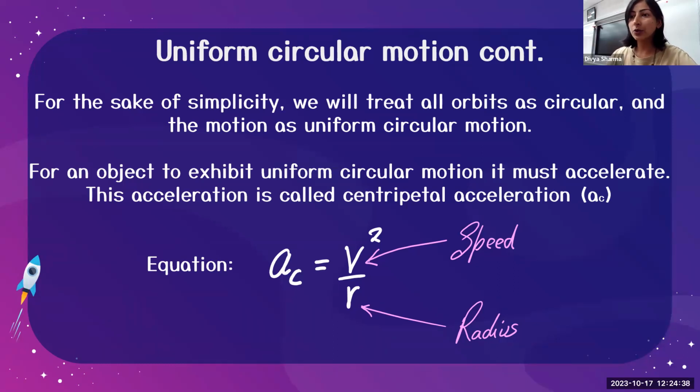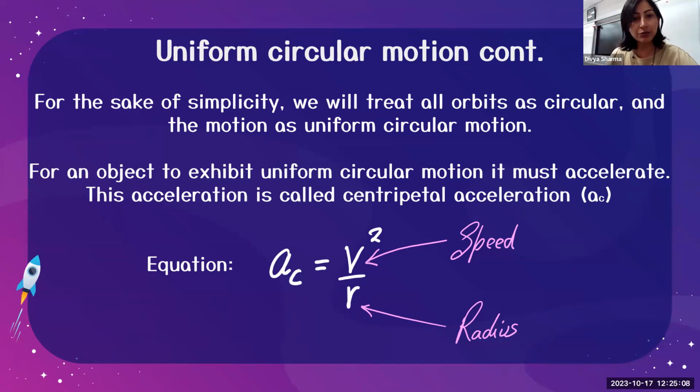Okay, so for those, we are going to treat those orbits as circular orbits. And we are going to treat the motion as uniform circular motion, which means going around at a constant speed. For an object to exhibit uniform circular motion, it must accelerate. We know that if the direction of the path changes, the object must accelerate, even if the speed stays constant, right? Now, for circular motion, that acceleration is called centripetal acceleration.